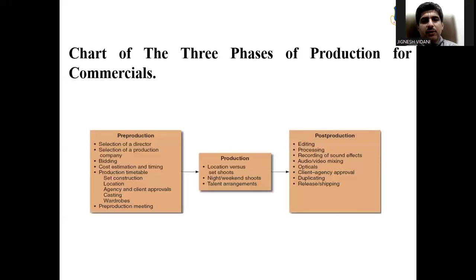These are the phases of production of a commercial. So we have pre-production, production, and post-production. Pre-production: selection of directors, selection of production company, bidding, cost estimation and timing, production timetable that is set, construction, location, agency and client approval, casting, wardrobes, and pre-production meeting. Under production, we have location versus set shoots, night and weekend shoots, talent arrangements. Post-production, we have editing, processing, recording of sound effects, audio, video mixing, opticals, client agency approval, duplicating, and release and shipping.